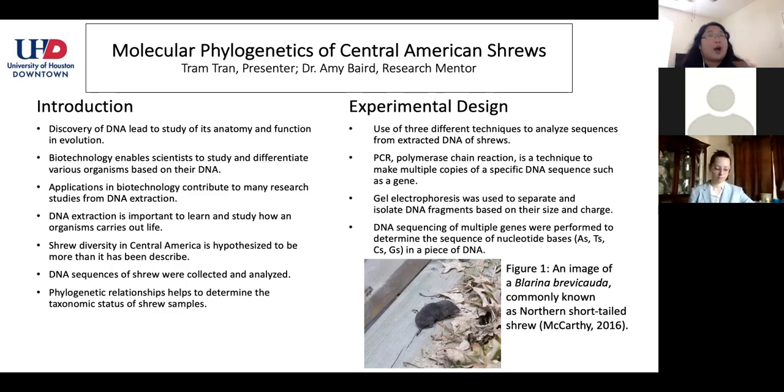If you're a bio major, you probably have an idea or have had a run-in with these three techniques. As you can see in this figure at the very bottom right-hand corner, it's an example of the Blarina brevicauda, which is commonly known as the northern short-tailed shrew that can be found in Central America.